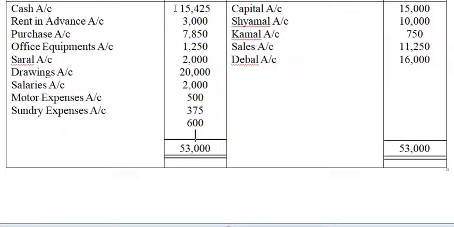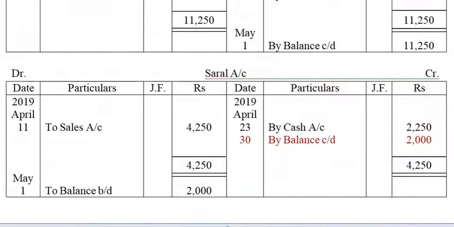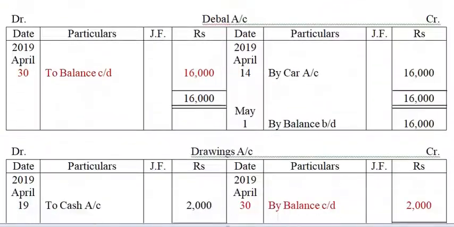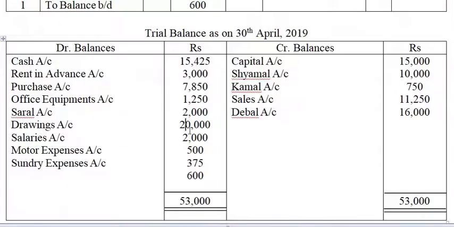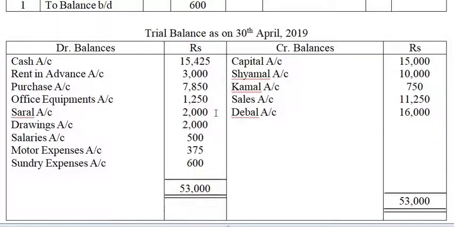Okay, 15425. Okay, cash, rent in advance, then purchase, office equipment. Okay, Saral, drawings. Is drawings 20,000? Let's just have a look. Drawings is only 2,000. Okay, so this was the problem. This is 20,000. Now it's matching. Now it is fitting.